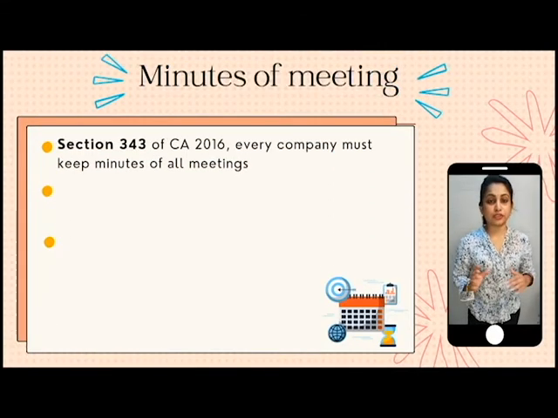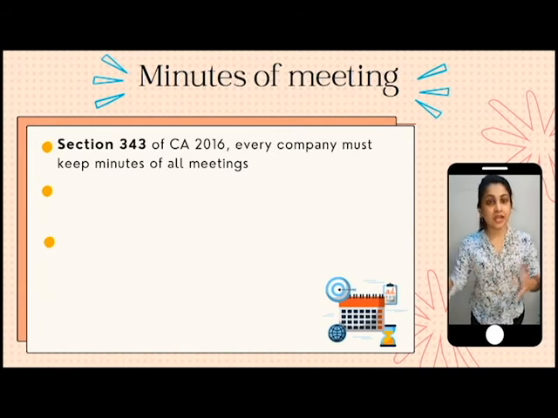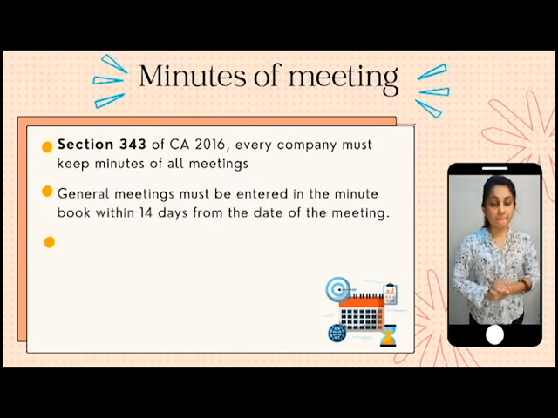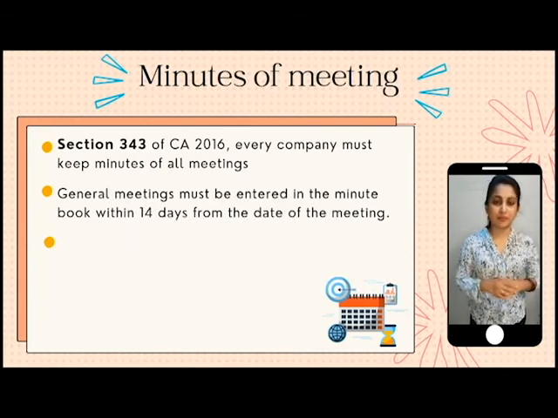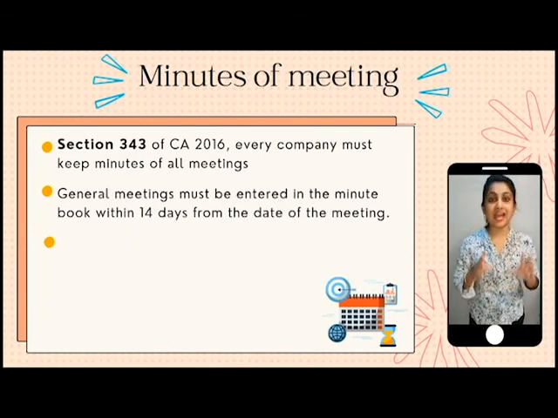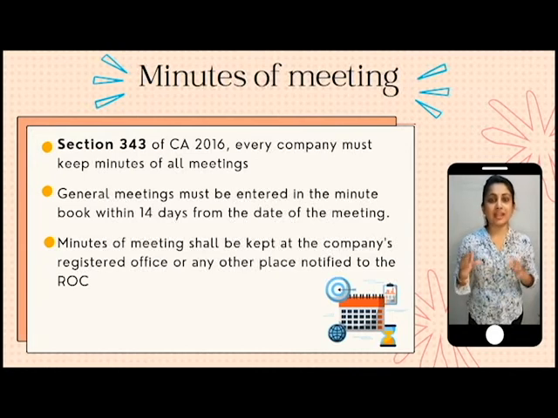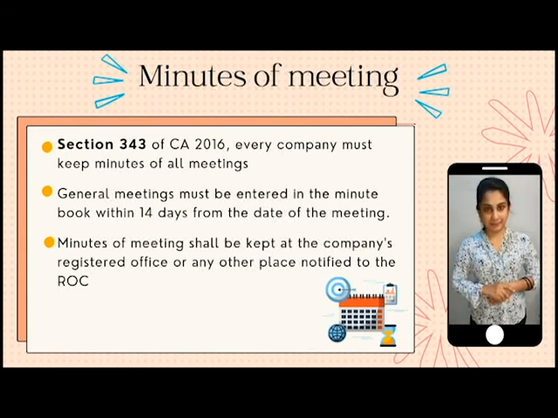According to Section 343 of the Companies Act 2016, every company must keep minutes of all meetings. Under Section 156, the minutes of proceedings of each general meeting must be entered in the minute book within 14 days from the date of the meeting. Sections 157 and 359(1) provide that the book containing the minutes of the proceedings of any general meeting shall be kept at the company's registered office or any other place notified to the ROC and shall be made available for inspection by any member of the company.